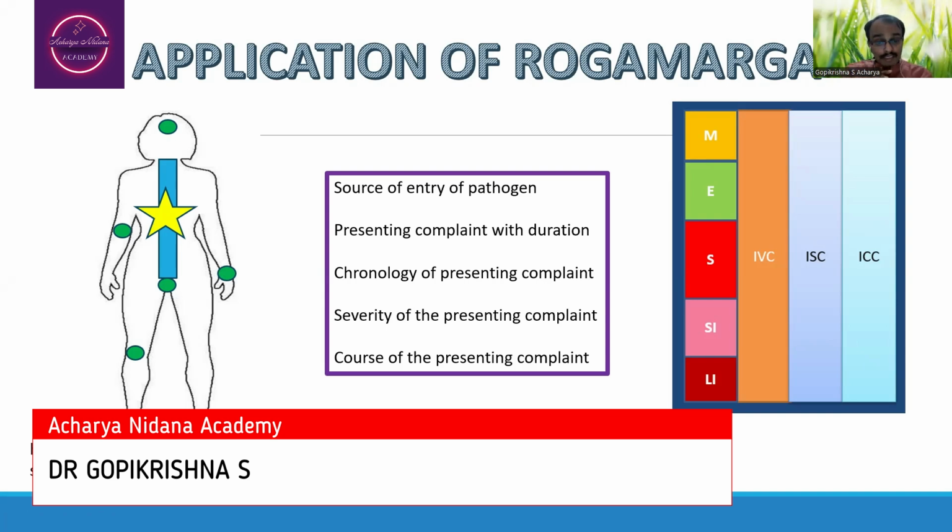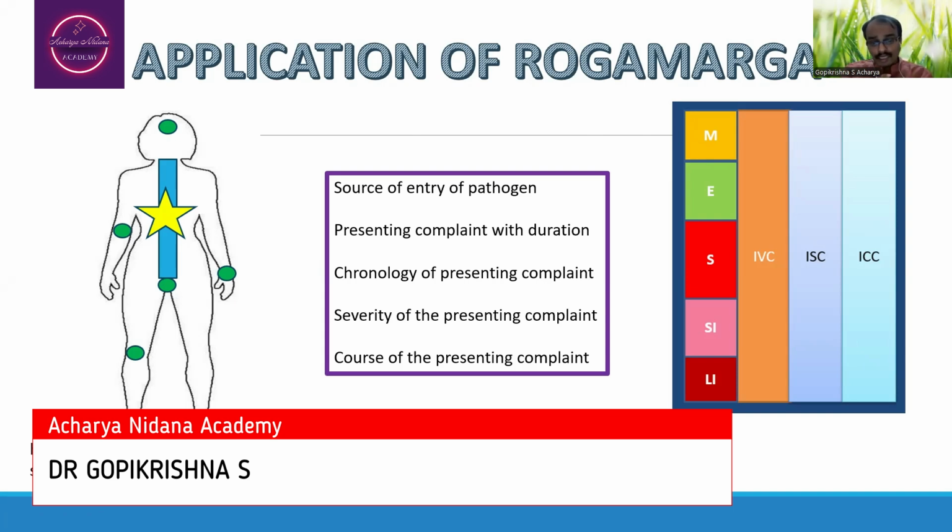After that, you need to know about the presenting complaints, that is, the chronology has to be known. Suppose the person is having adhyashana, the clinical manifestation may first be observed in the mouth, then in the esophagus, then we can observe the affliction of the stomach, then the small intestine, then the large intestine. In this way, the chronology of the presenting complaint can be known.